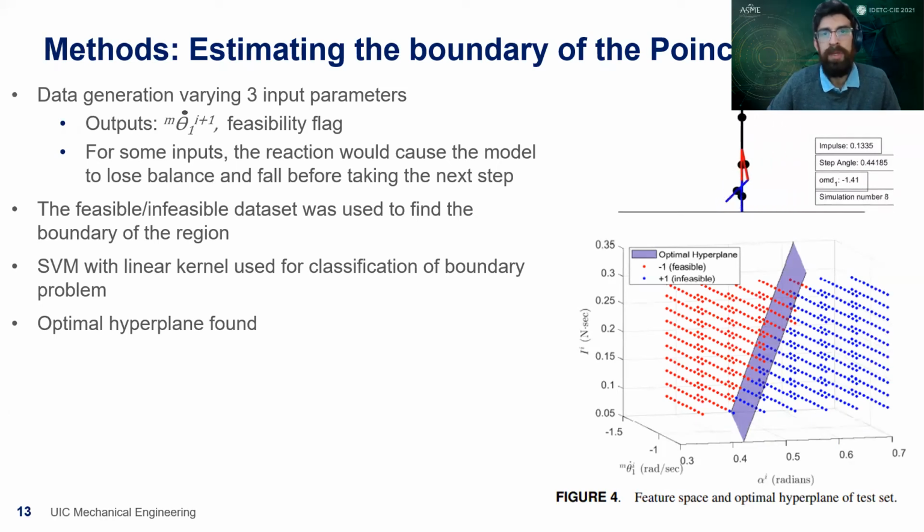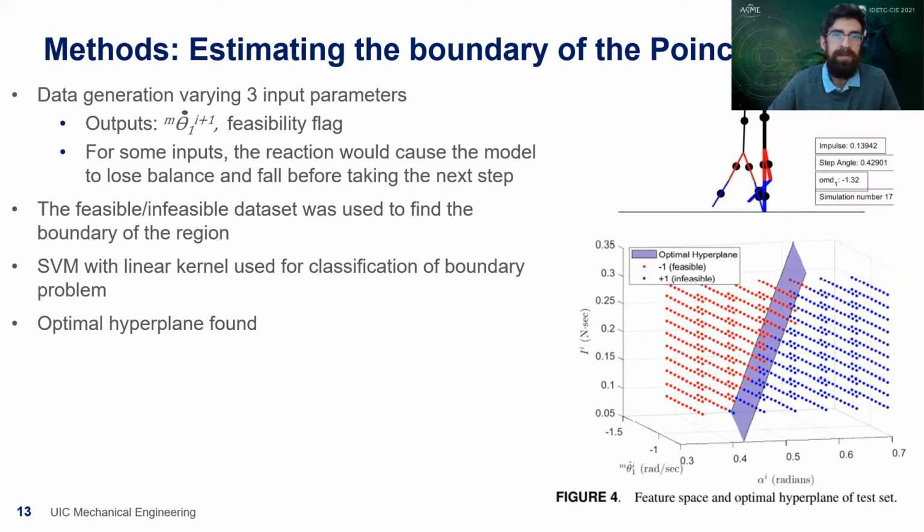And as outputs, we obtain the Poincare output as well as a feasibility flag, because for some inputs, the reaction would cause the model to lose balance and fall before taking the next step, and this was determined to be an infeasible solution. And then the feasible infeasible data set was used to find the boundary of the region. We used support vector machines for classification of the boundary problem.